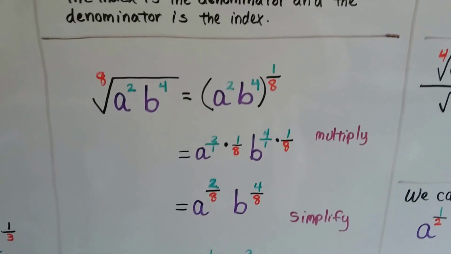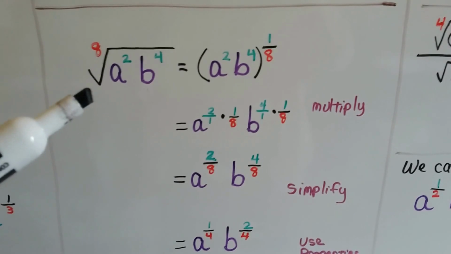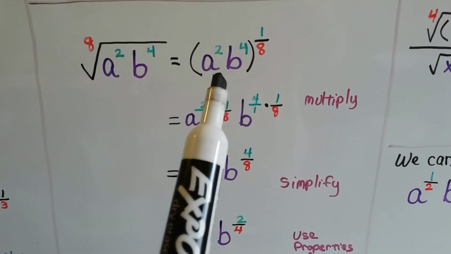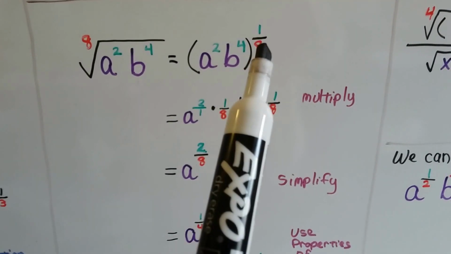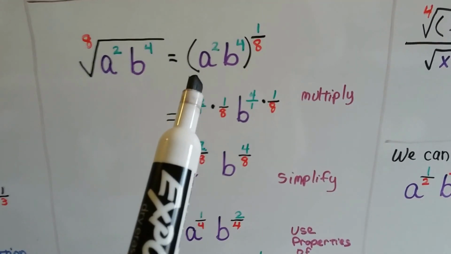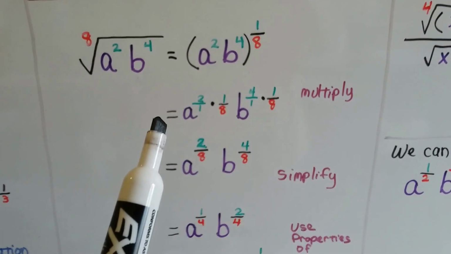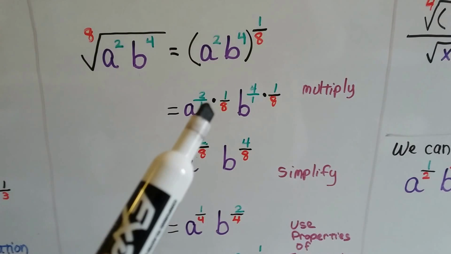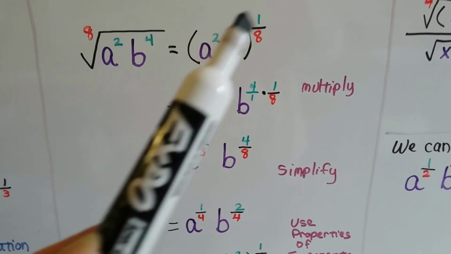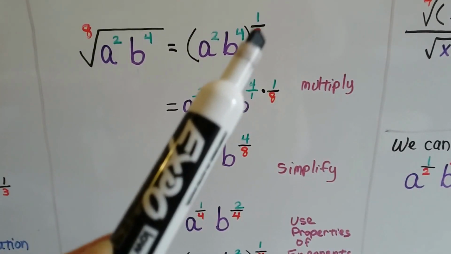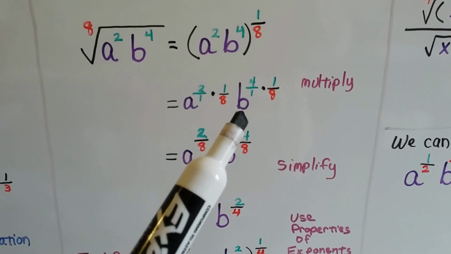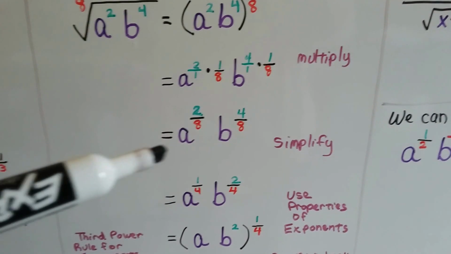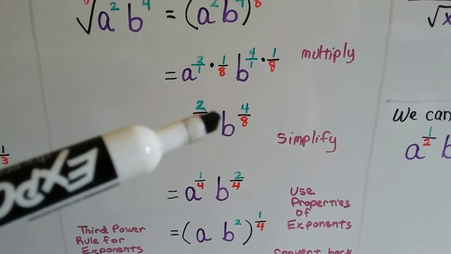Let's look at this one. We've got the 8th root of a squared b to the 4th. We can rewrite this with the a squared b to the 4th inside of parentheses and raise it to the 1/8 power. And we can multiply a as a 2 times 1 over 1 times 8 when we multiply it by this 1/8 exponent. And the b can be 4 times 1 over 1 times 8. That's going to give us a to the 2/8, b to the 4/8.